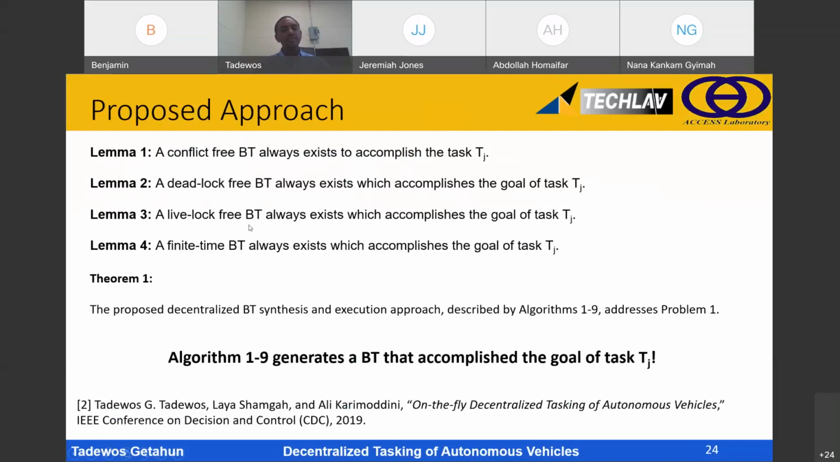We have a livelock-free BT, because we assume that the environment cannot infinitely invalidate the action. So at some point, the action will succeed. And in finite time, because all actions are finite, the behavior tree will terminate. So based on these lemmas, we provided a proof of the theorem that the proposed decentralized behavior tree addresses the proposed problem.